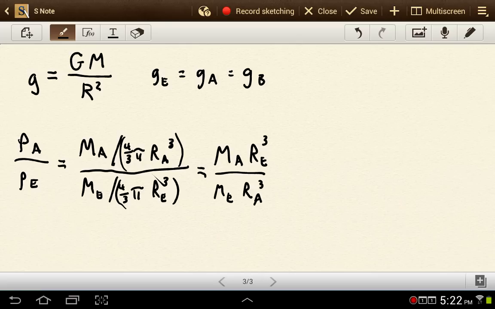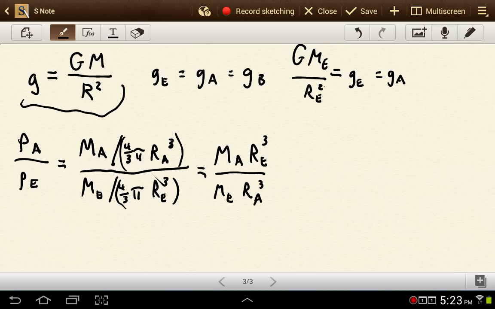Then we're given the radius of the asteroid, and we know the radius of Earth. We are not given the mass of the asteroid. So we have to find the mass of the asteroid from the fact that the asteroid seems to have the same surface gravity as Earth. Remember that g for Earth equals g for the asteroid. On the left side, g for the Earth is big G times mass of the Earth over radius of the Earth squared, and for the asteroid, big G times mass of the asteroid over radius of the asteroid squared.